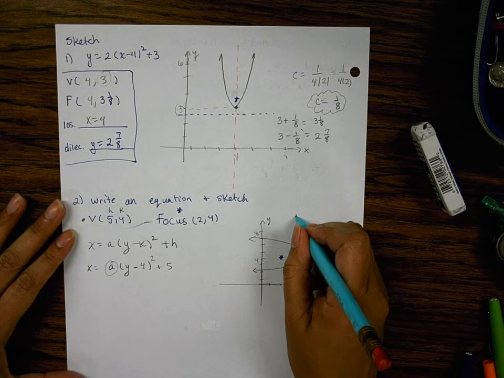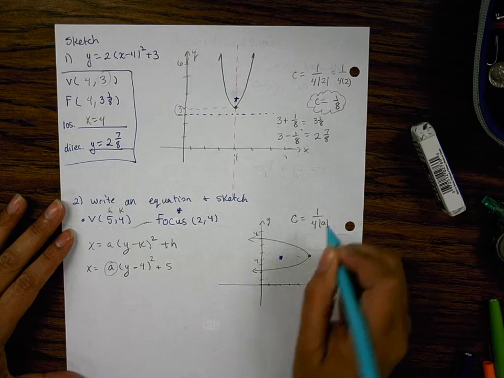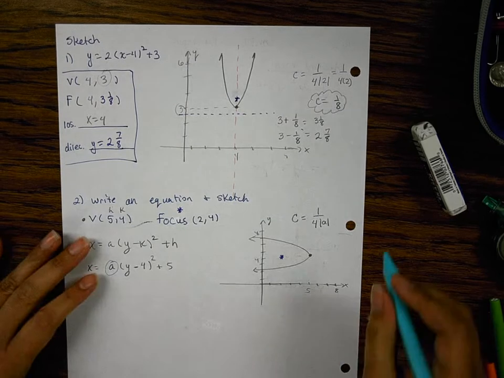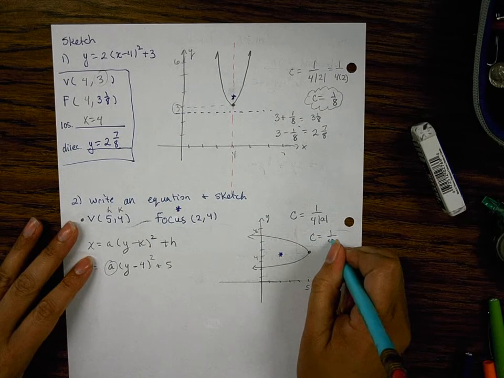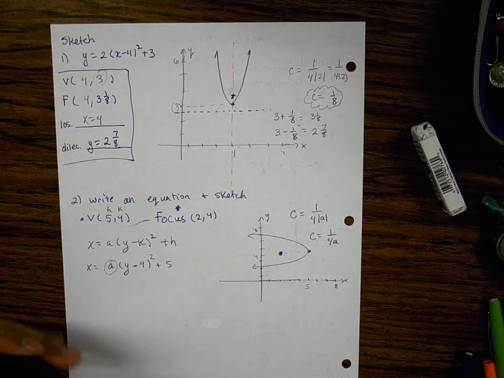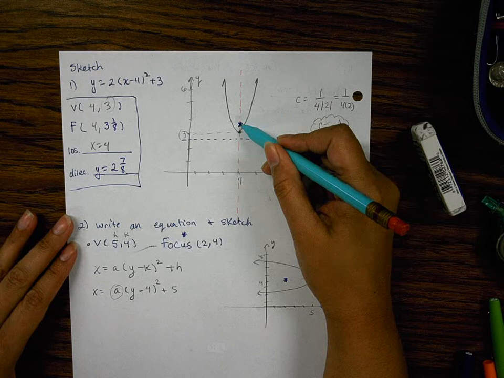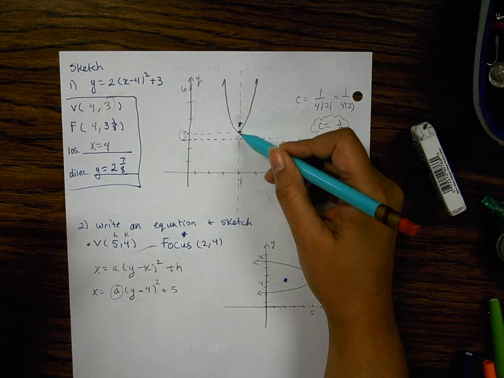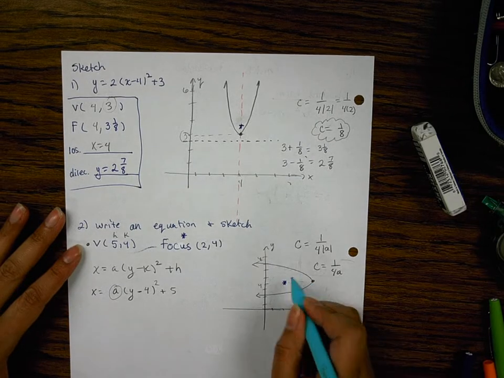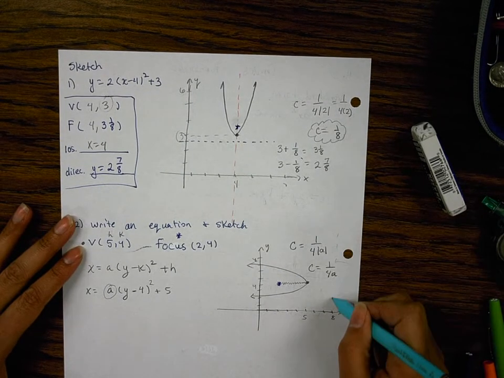Okay, so the only thing I have left to find is my a value. I don't know what the a value is. What I use is the fact that c equals 1 over 4 times the absolute value of a. I don't really work the absolute value in there. We just have to take care of it at the end. c equals 1 over 4a. Now remember, c is the focal length. It's the length from your vertex to either your focus or your directrix, depending on which one's given to you. In this case, it is the focus.